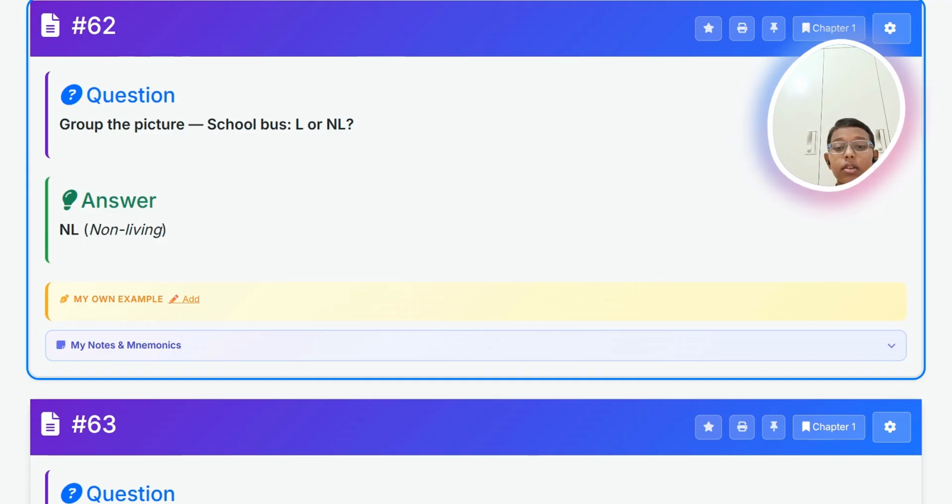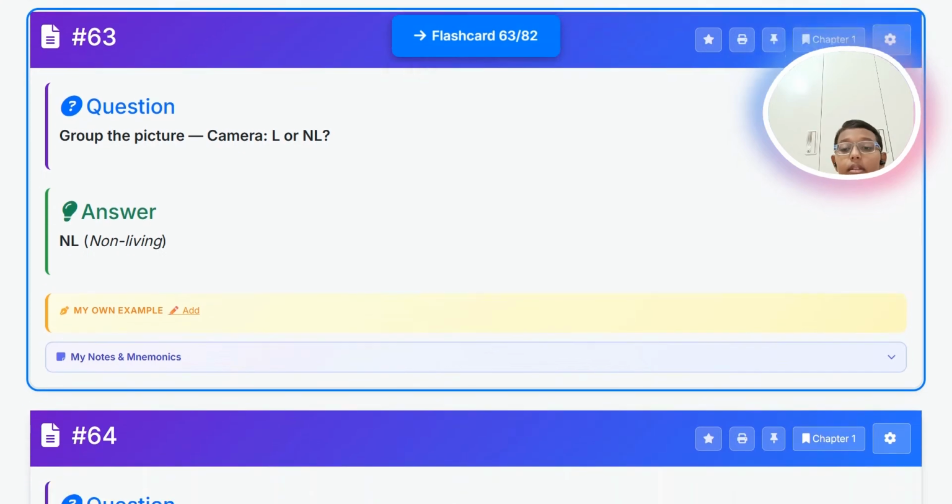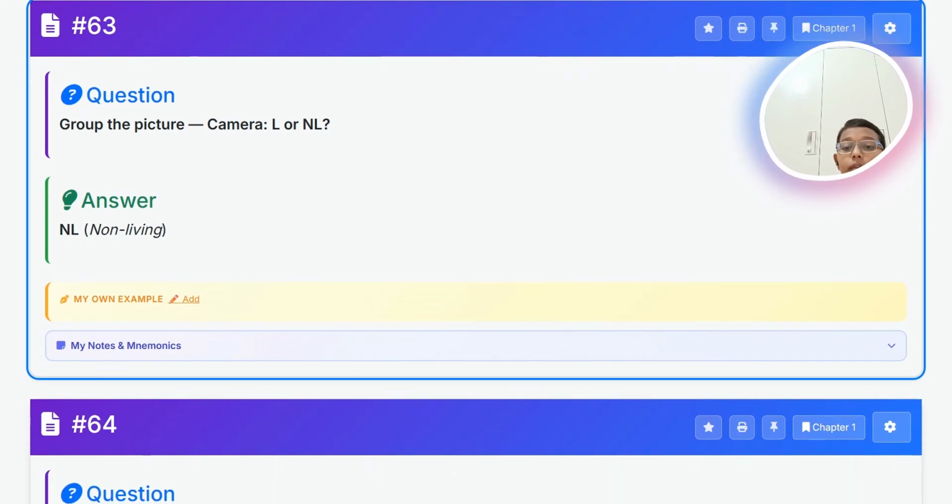Group the picture. School bus. L or NL. NL. Non-living. Group the picture. Camera. L or NL. Answer: NL. Non-living.